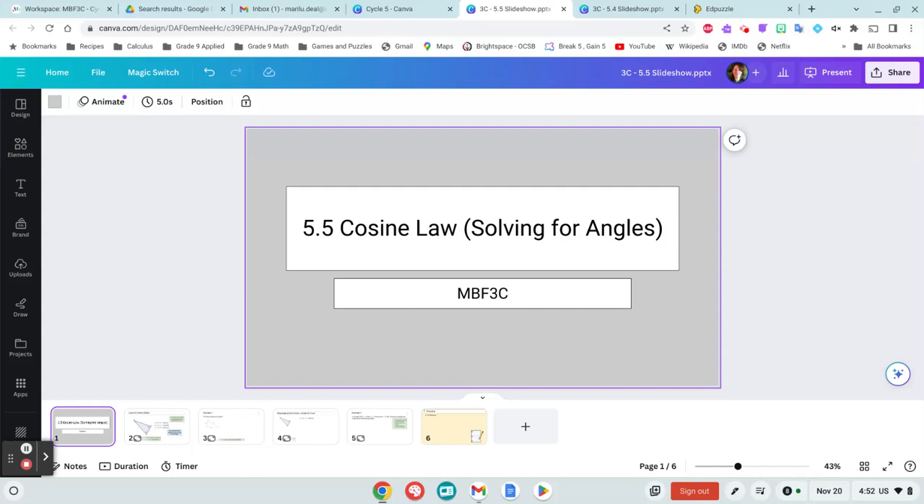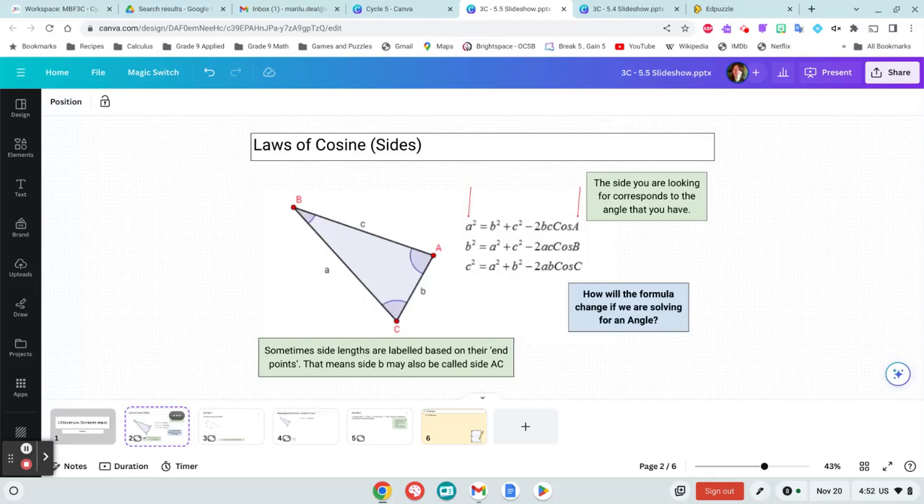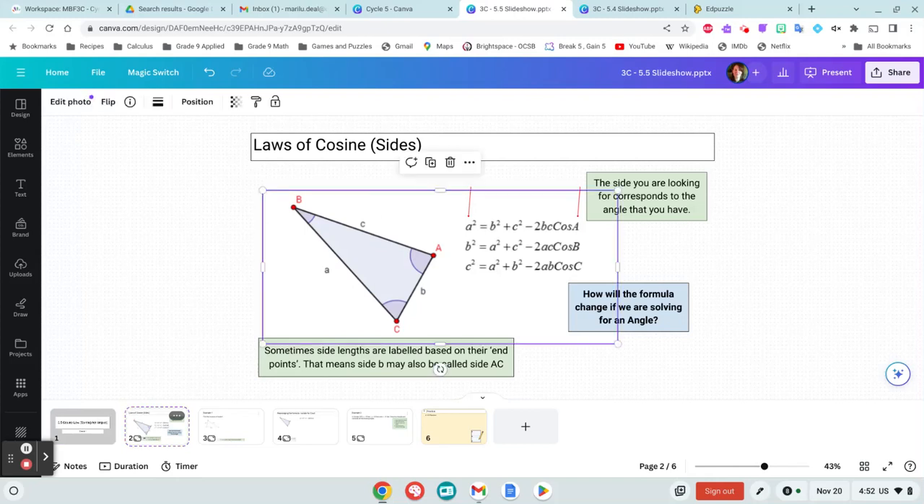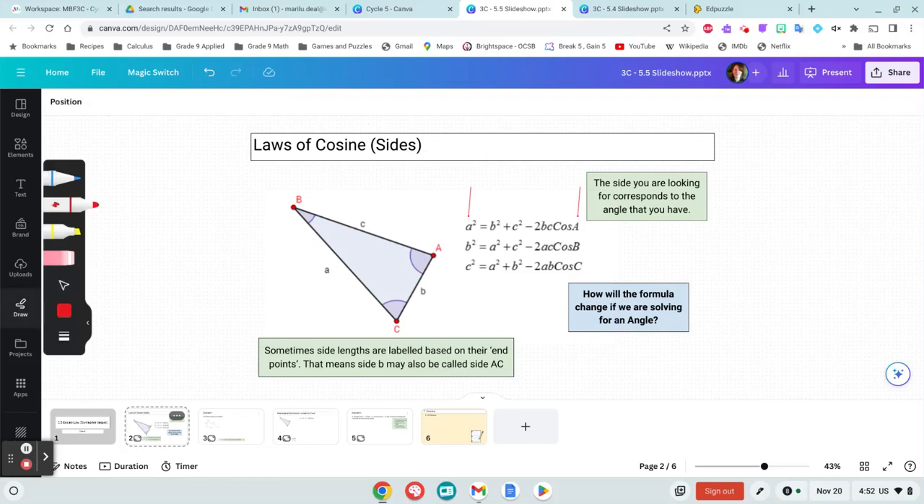Okay, in this last lesson, we're going to have a situation where we know all of the sides in the triangle, and we'll have to use cosine law to figure out what an angle is. In the lesson from yesterday, we looked at the cosine law, where a squared equals b squared plus c squared minus 2bc cosine A.